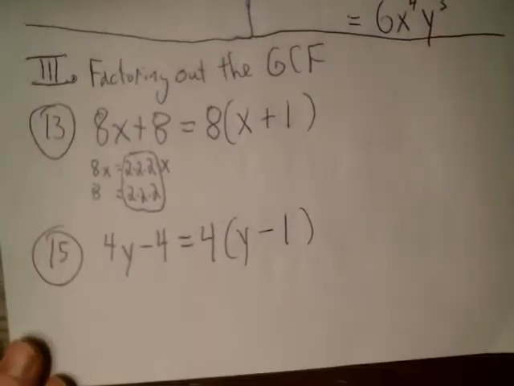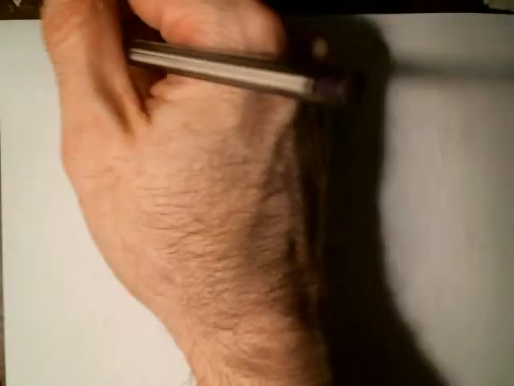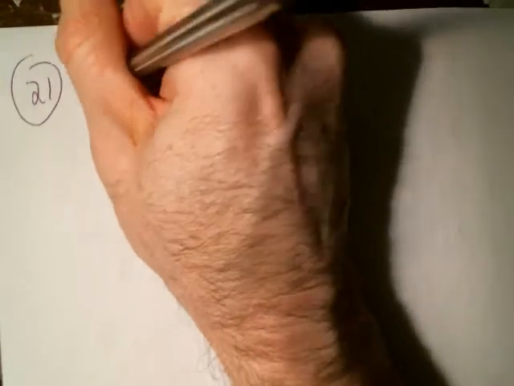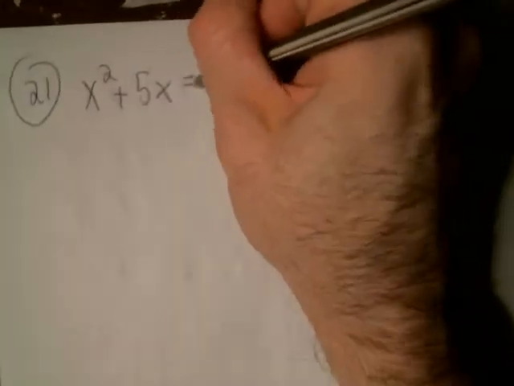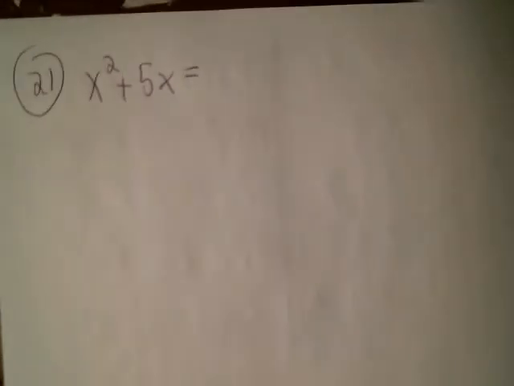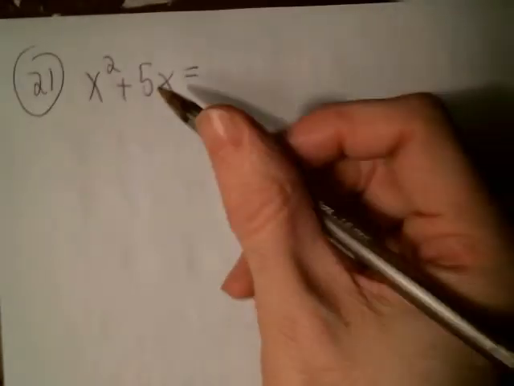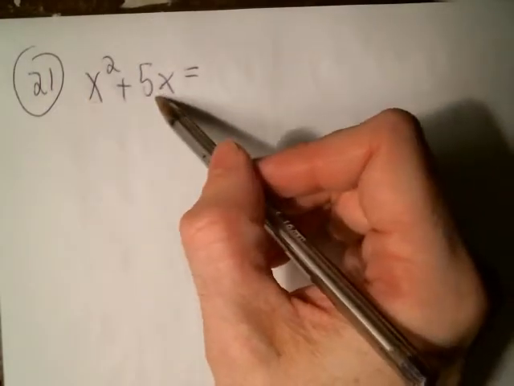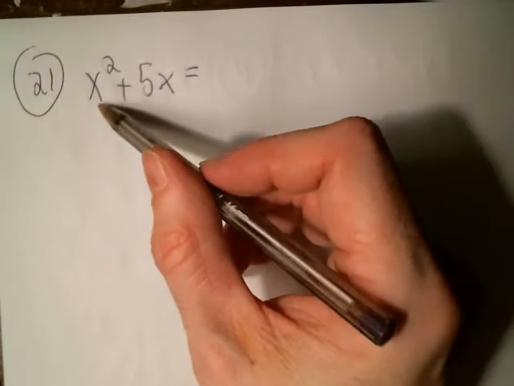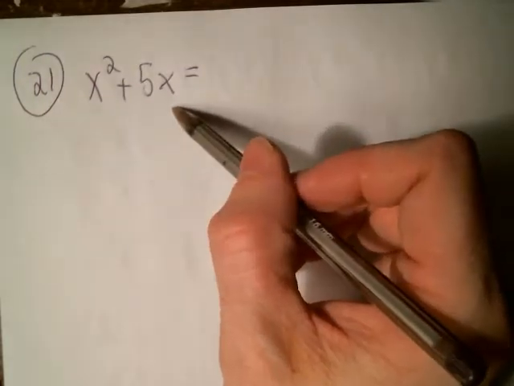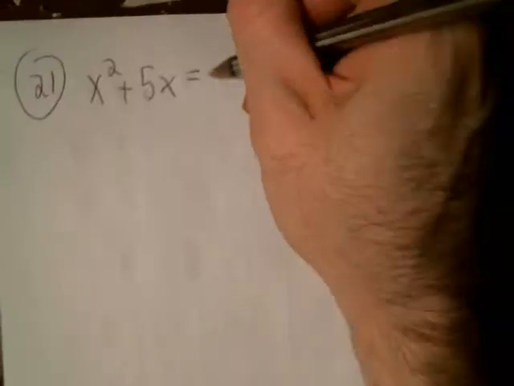So we'll just keep looking at a whole bunch of examples, and hopefully you can sort of catch on to what's the game, what's the deal here, what am I doing? So I have 21x squared plus 5x. Okay, so what's common to both of them? There's no number that will divide into both of these, right? So it's just going to be a variable. This one has x times x, this has an x, so there's just one x I can pull out of both of them.